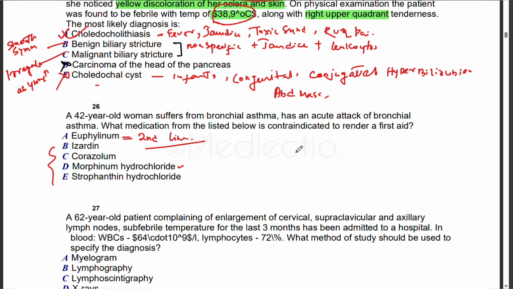First line, what do we use? SABA, short acting beta agonist, or LABA, or corticosteroids. These things we can use to relieve the bronchial asthma patient when he or she approaches us. If these drugs don't work, we have theophylline, euphylline. So it is a second line drug, not our first line drug.